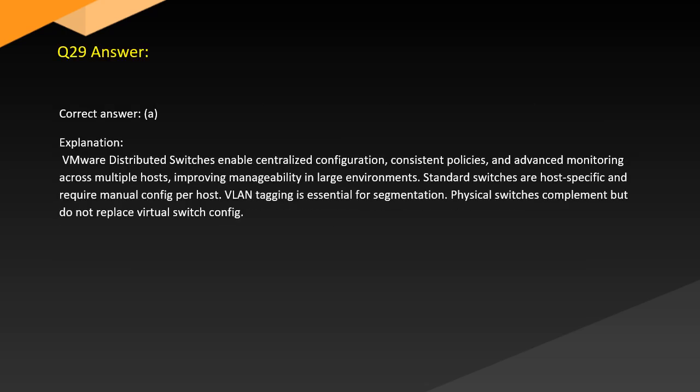Answer. Correct answer: A. Explanation. VMware distributed switches enable centralized configuration, consistent policies, and advanced monitoring across multiple hosts, improving manageability in large environments. Standard switches are host-specific and require manual configuration per host. VLAN tagging is essential for segmentation. Physical switches complement but do not replace virtual switch configuration.